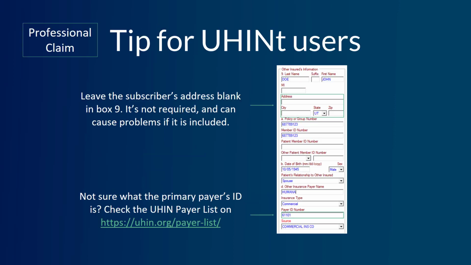Now, if you are using the UHIN software, this tip is especially for you. If you're not using the UHIN software, please disregard this entirely. This will not apply to you. UHIN users, when you are entering the other insured information, this is going to be in box 9, please leave the subscriber's address blank. It's not required and it does cause problems if it's included. So again, box 9, please leave the address information blank. Now at the bottom of box 9, there's also a payer ID number field. And this is where the primary insurance ID goes.